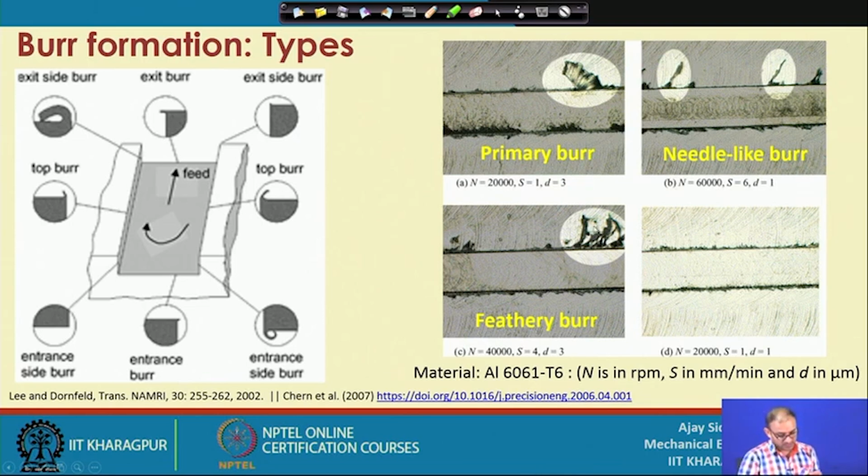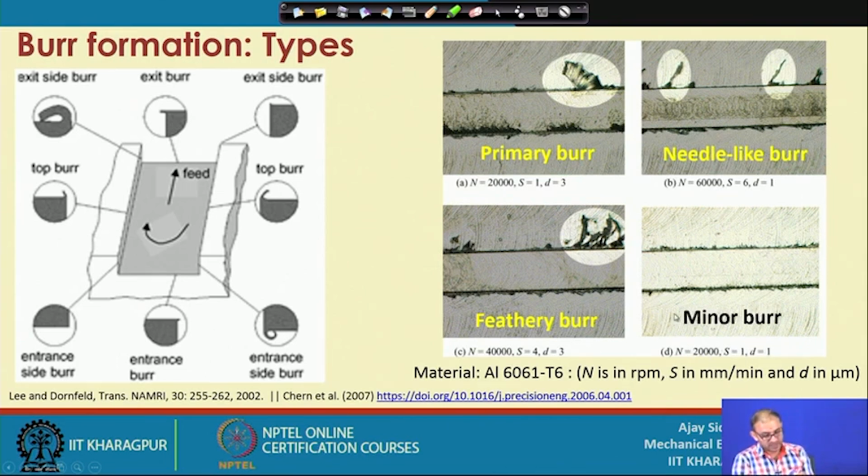This is called a feathery burr. It is something like a woolen type of thing. It does not have any perfect shape, but it looks like a mixture of a very small amount of needle-like burr. Now, for this particular parameter setting, your RPM is between 20,000 and 60,000, feed rate is 4, again between these two, and depth of cut is 3 micron in this case. And this is called a minor burr, which mostly happens if your feed rate and depth of cut are very small and RPM is also small.